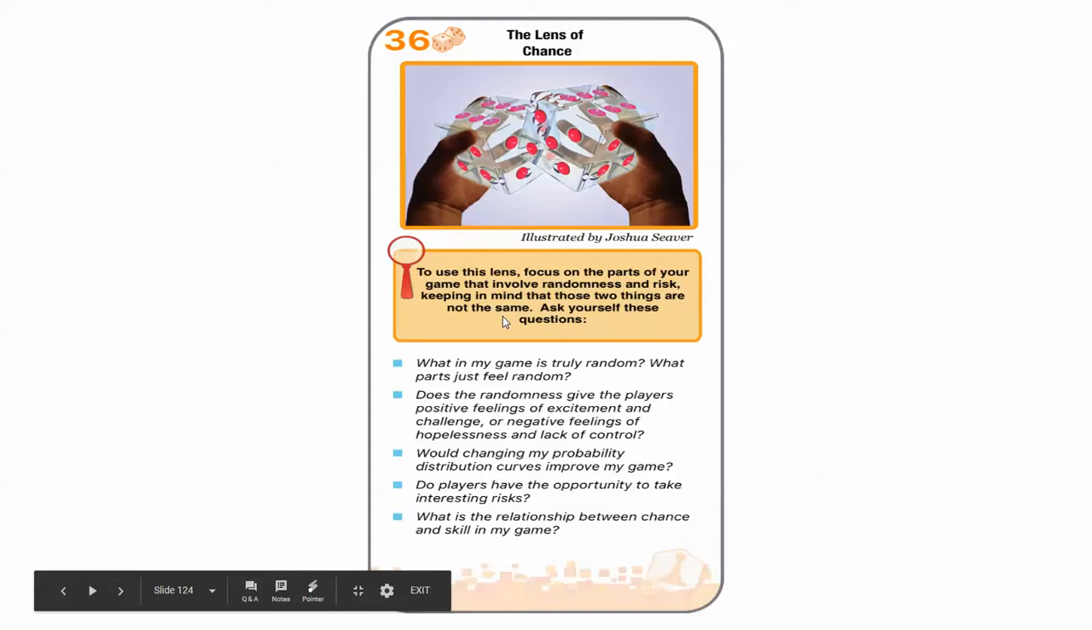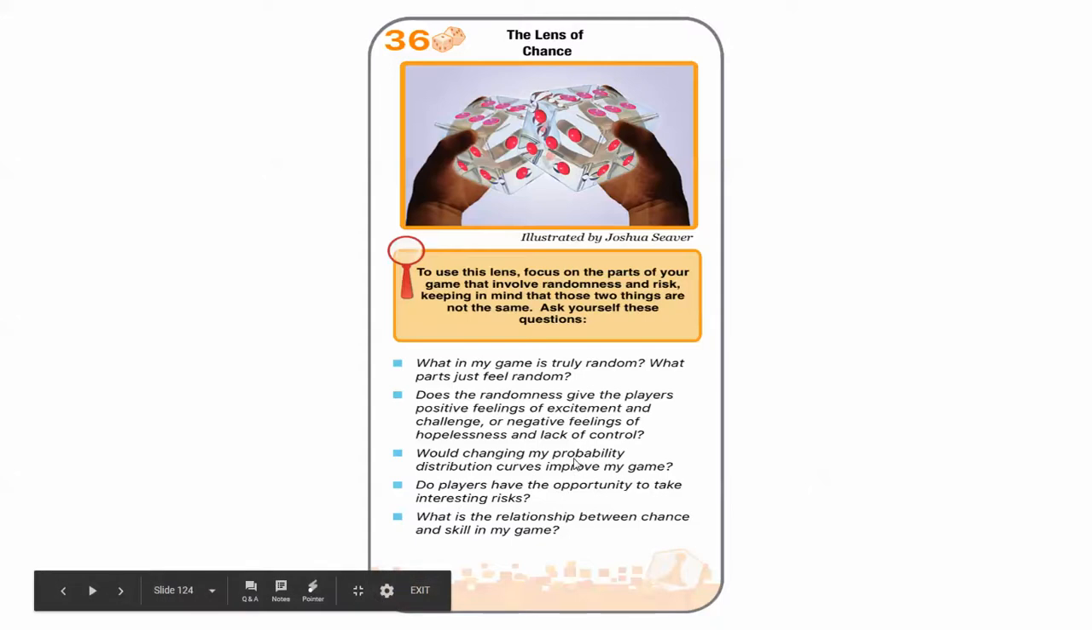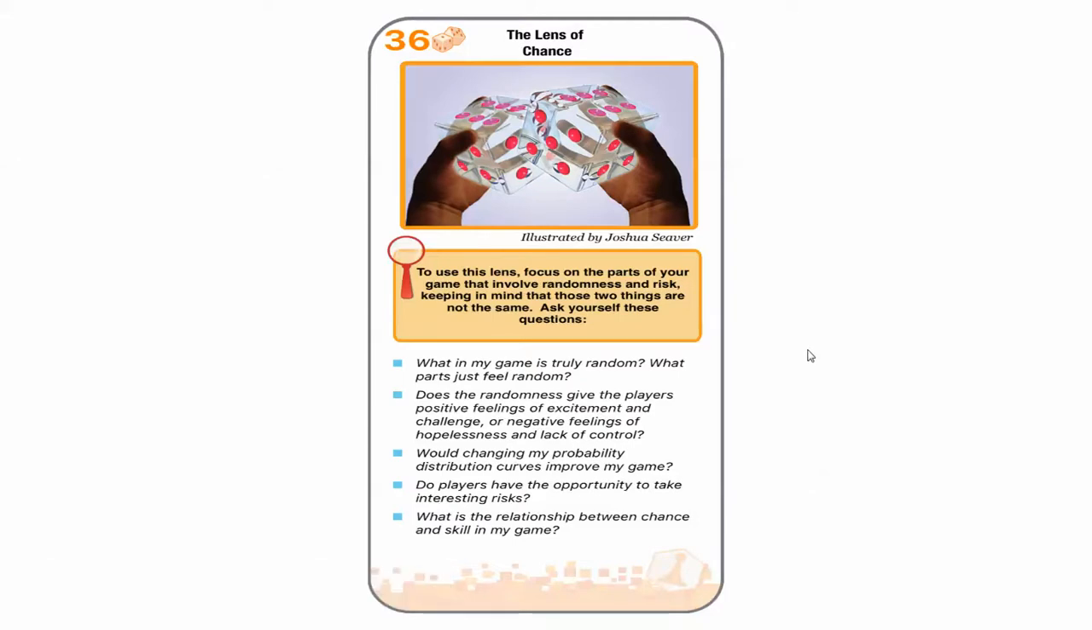Okay, so here's the lens of chance. Use this lens to focus on the parts of your game that involve randomness and risk, keeping in mind that those two things are not the same. Ask yourself these questions. What in my game is truly random and what just feels random? Does the randomness give the players positive feelings of excitement and challenge, or negative feelings of hopelessness and lack of control? Would changing my probability distribution curves improve my game? So basically, are there better ways to come up with randomness? Do players have the opportunity to take interesting risks? And what is the relationship between chance and skill in the game?